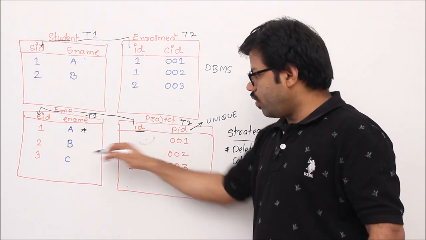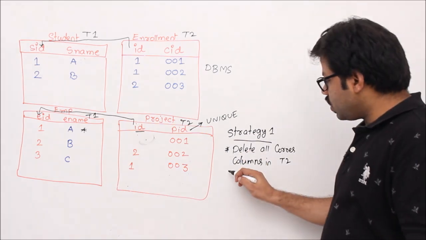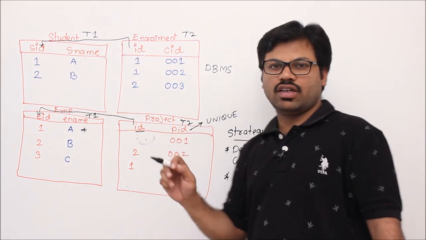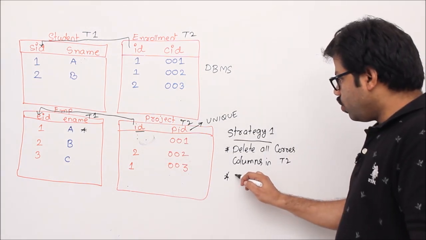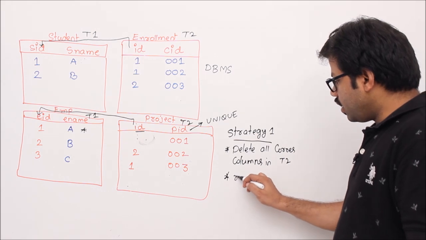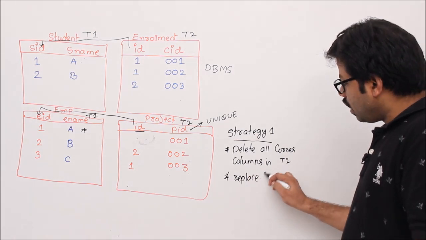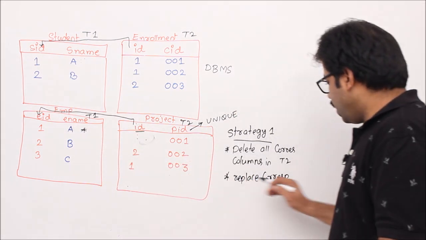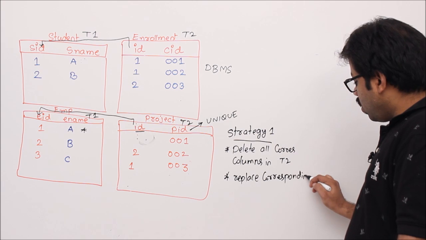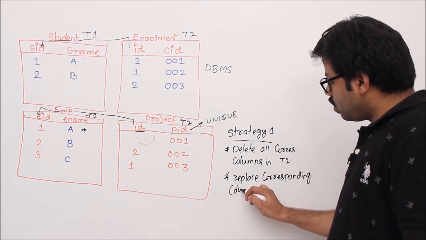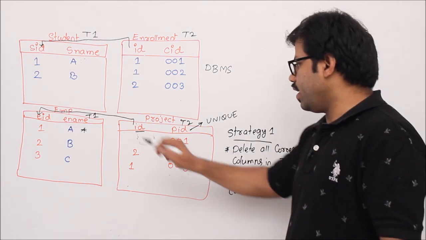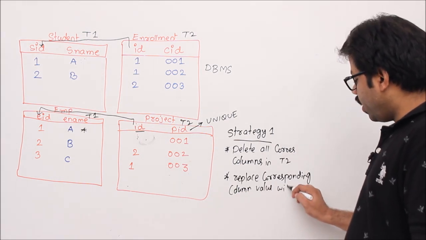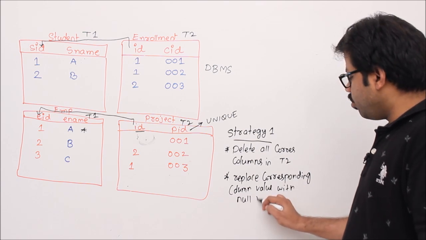But that strategy won't work for this combination. Then for this one, what should the strategy be? You just realize that we should write a null value here, correct? So what you do is, don't delete, but replace the corresponding columns whenever the deletion happens here. Corresponding column means this one, ID. Replace the corresponding column value with null values, correct? So that is strategy number 2.